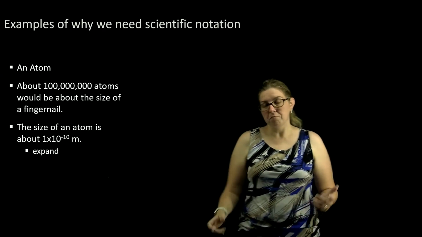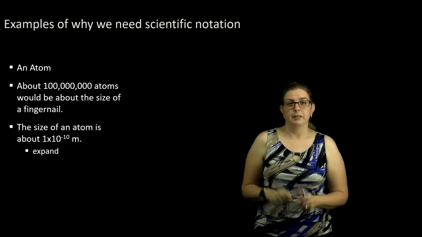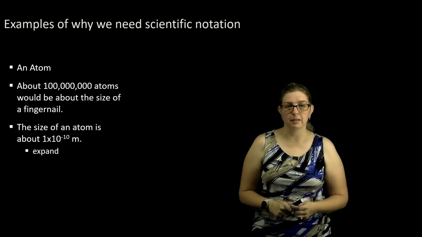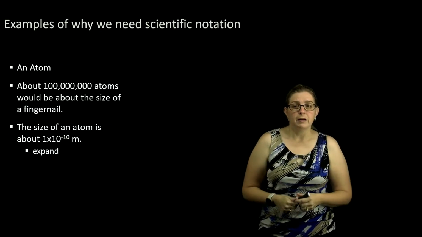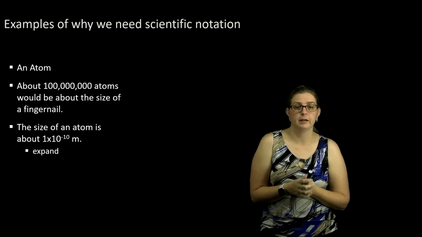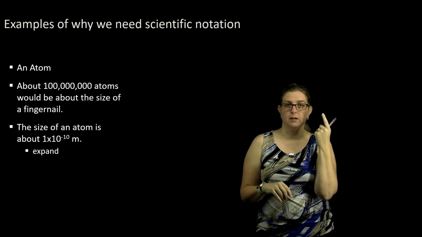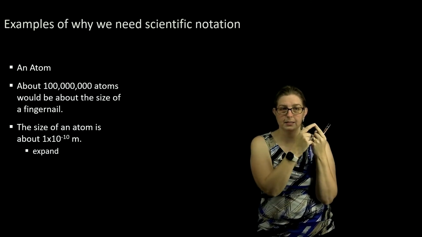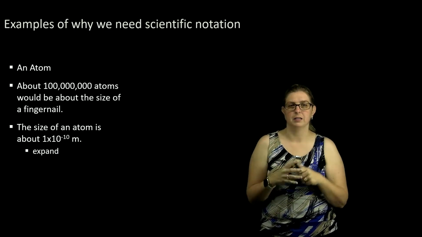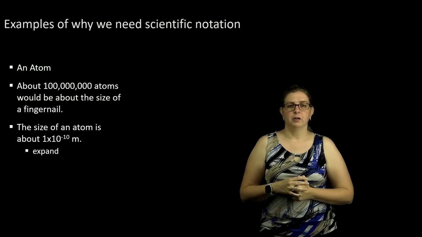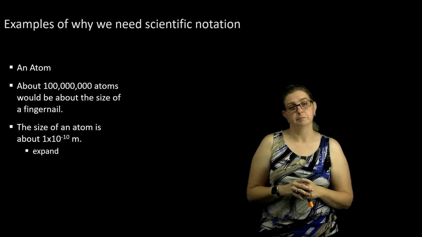So let's start with an atom. Atoms are teeny tiny. They used to be the smallest thing that we knew of for a long time. Well, if you take about 100 million atoms and you bunch them all together, you will get the size of your fingernail. That's it. Kind of makes me think of how many atoms are in my body. That must be a crazy big amount that would have to be written in scientific notation.